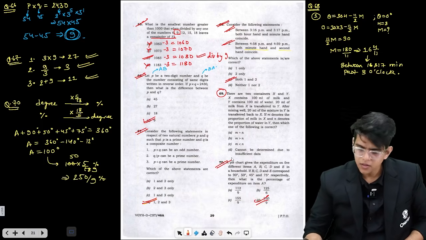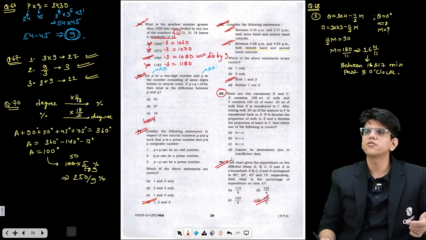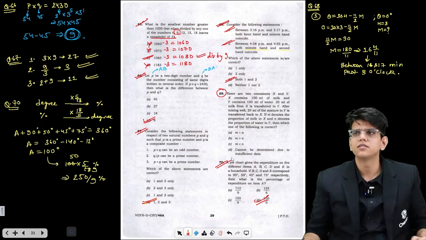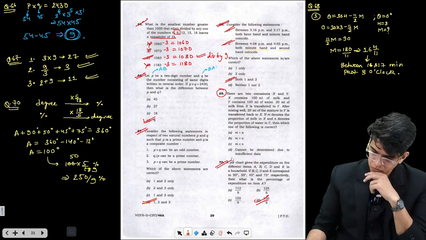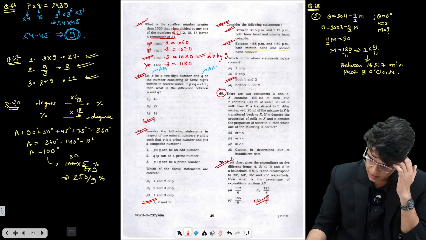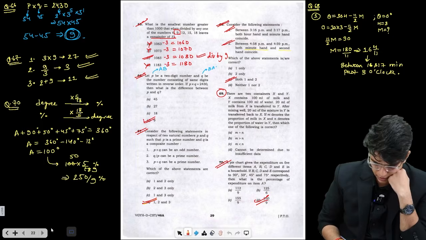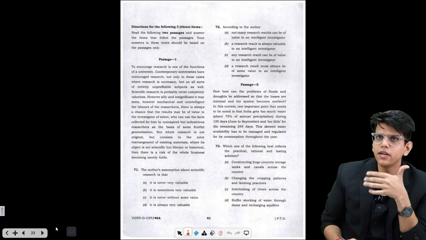Simple question. So you should search these types of questions in the paper. ठीक है, डन. चलेगा. चलो आगे चलें. बहुत सारे क्वेश्चंस कर लिए हमने. We need to get to reading comprehension now.